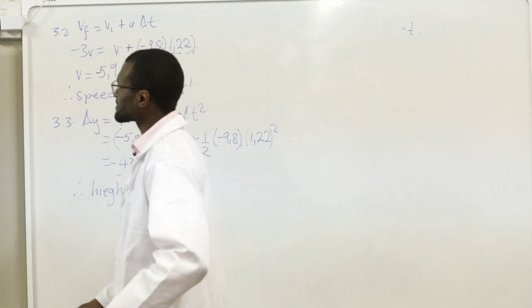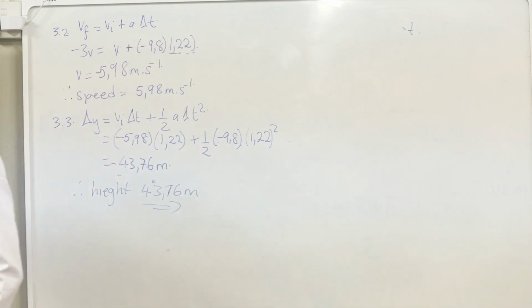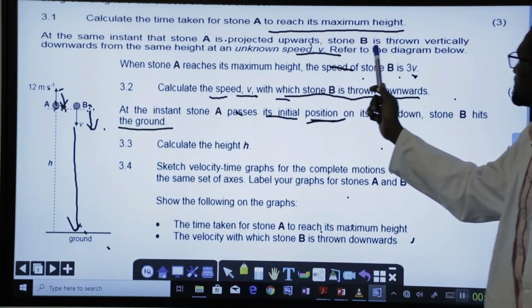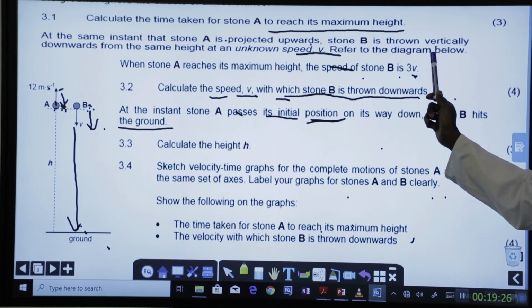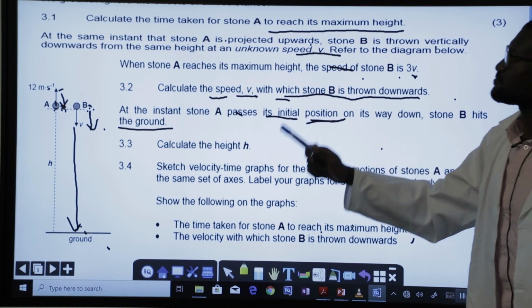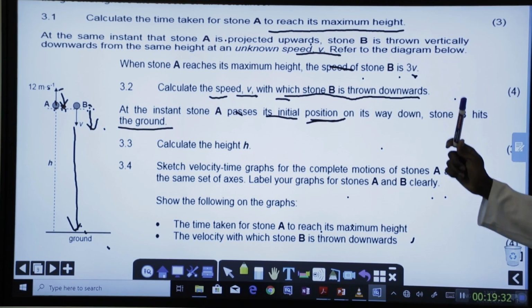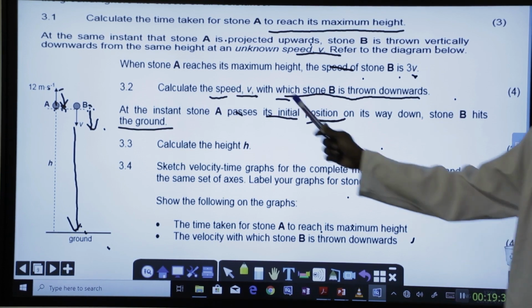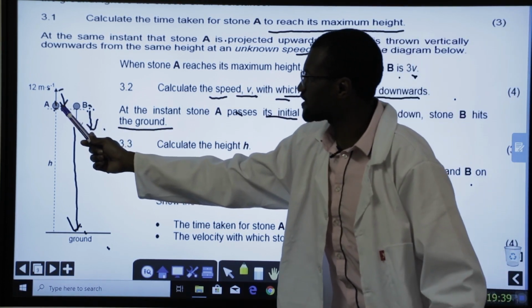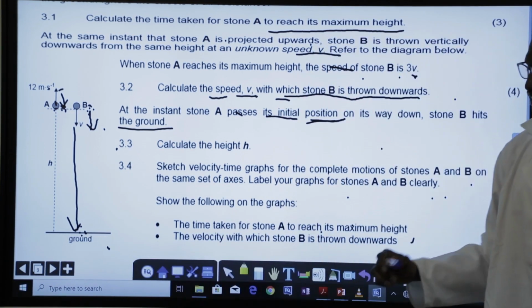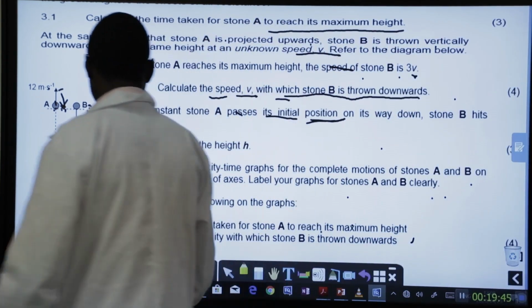We know that at the instance that A is projected upward, stone B is thrown down. Okay? So, while A is moving up, B is moving down. And at the same time that A gets back to its point of origin, B hits the ground. So let's look at the graph that represents that.